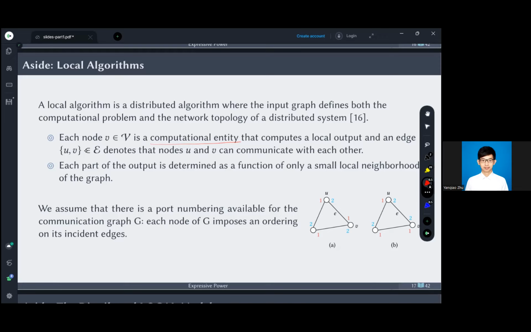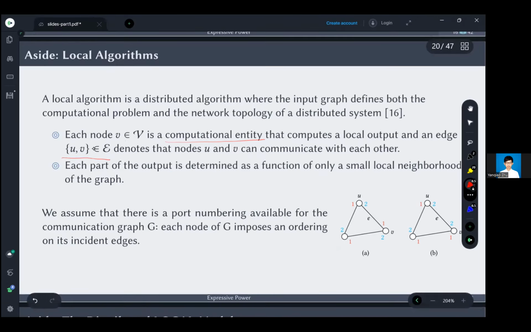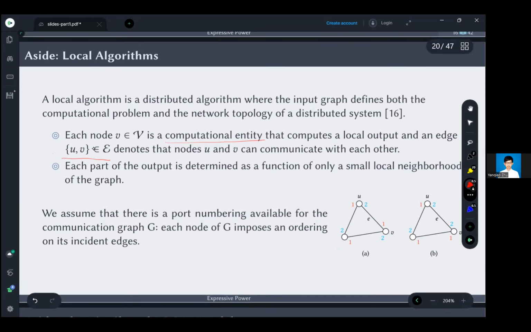What determines the computational path is the edges, and we use (U, V) belonging to the edge set to denote that nodes U and V can communicate with each other. Each part of the output is determined as a function only of its local neighborhood. So you will see that, again, this obviously resembles the graph neural network model.